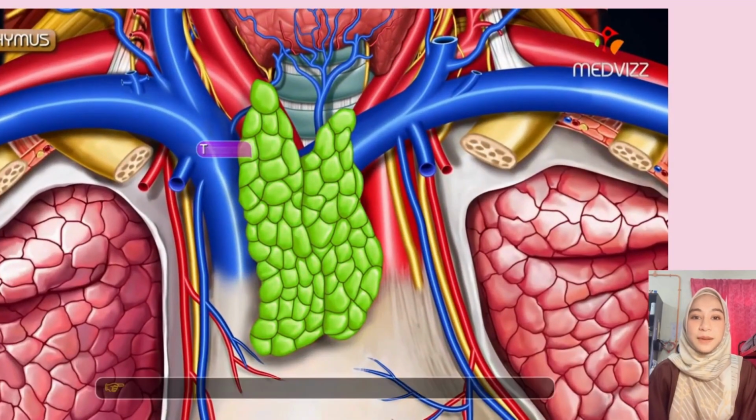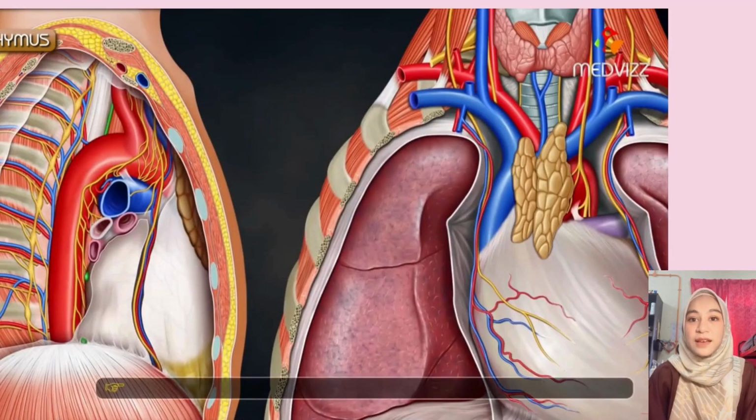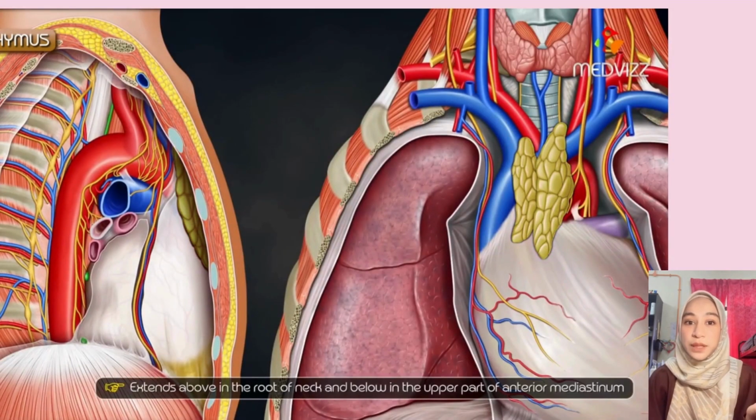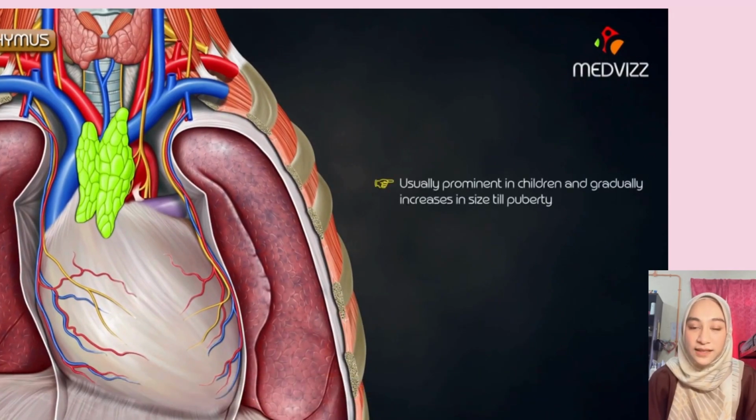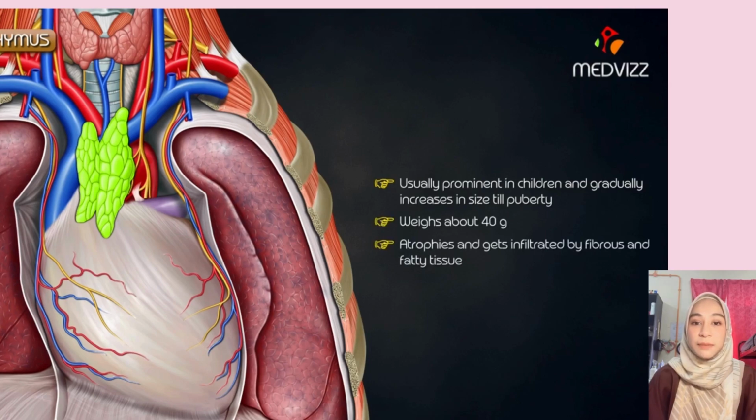Thymus. The thymus is a bilobed lymphoid organ situated in the superior mediastinum and often extends above into the root of the neck and below into the upper part of the anterior mediastinum. It is usually prominent in children and gradually increases in size until puberty. It weighs about 40 grams. Thereafter, it atrophies and gets infiltrated by fibrous and fatty tissue.